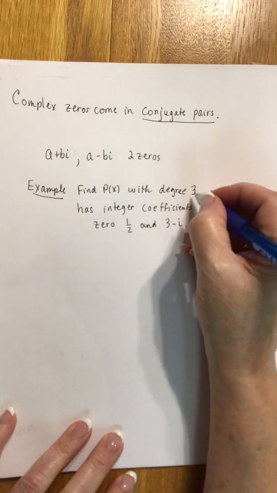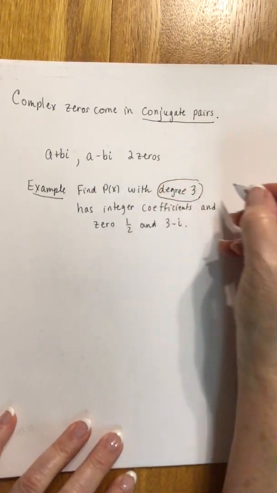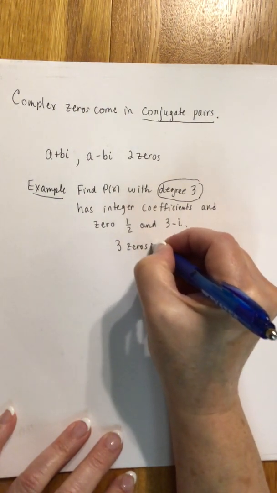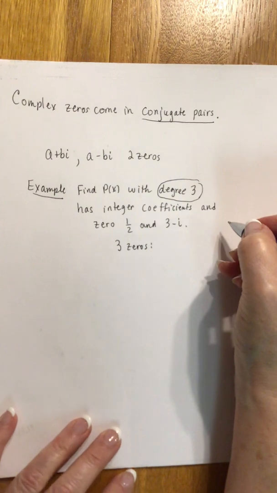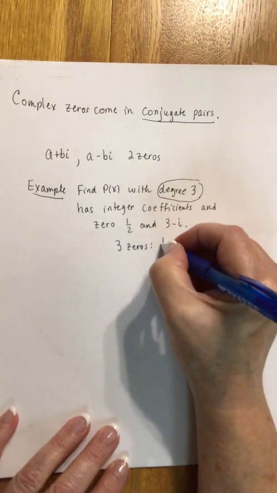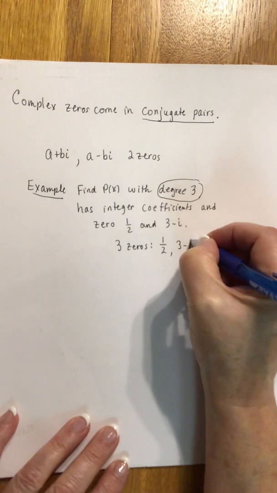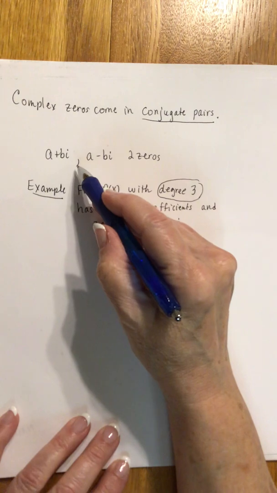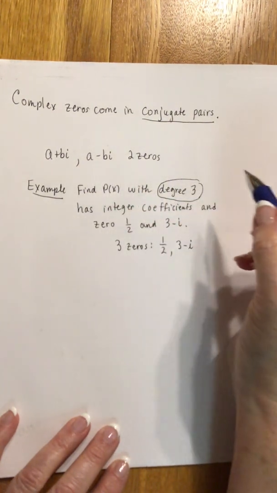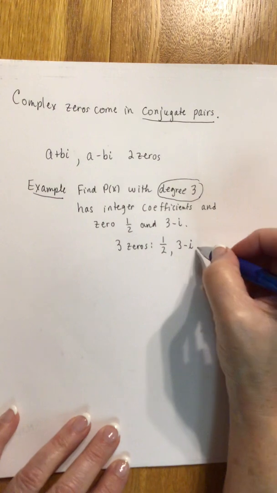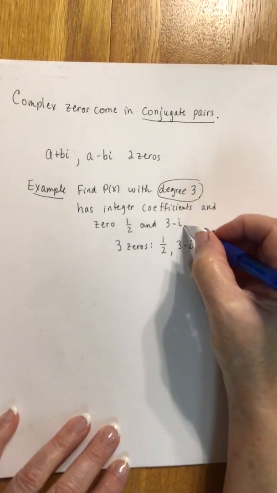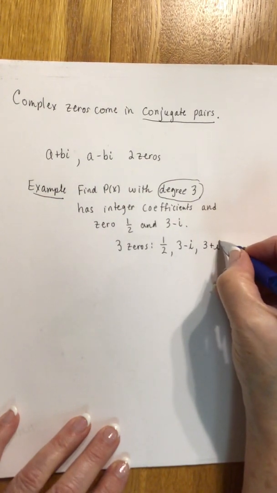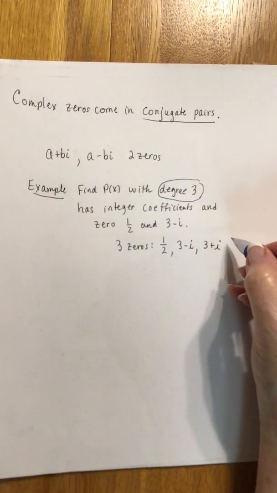Okay, so degree 3, this part right here, tells us then we're going to have 3 zeros. So our 3 zeros we have are 1/2, 3 minus I. That's only 2 zeros though. So what did we just say? We said any time they have one complex number as a 0, then they're going to come in pairs. So what would be my next 0 if 3 minus I was one that worked? Well, our conjugate would be 3 plus I. So now we have those written out, right?